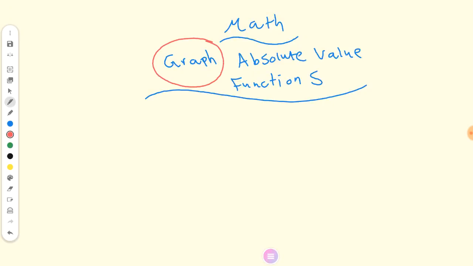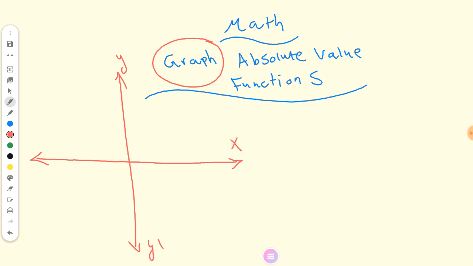The graph of an absolute value function has the form of a V. This is the two axes. Of course, all of us know the axes x and y, with y dash and x dash. They intersect at one point. This point is called the origin point or the starting point. It's 0 and 0. To graph the absolute value function, it will look like a V.